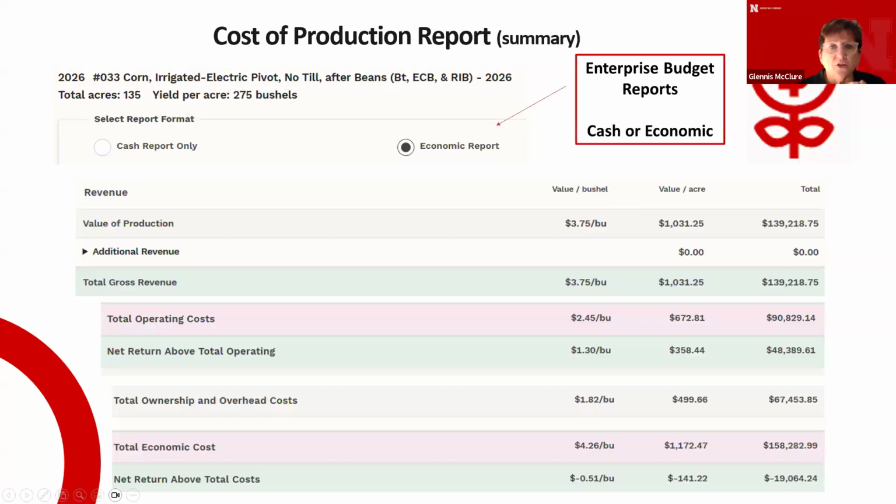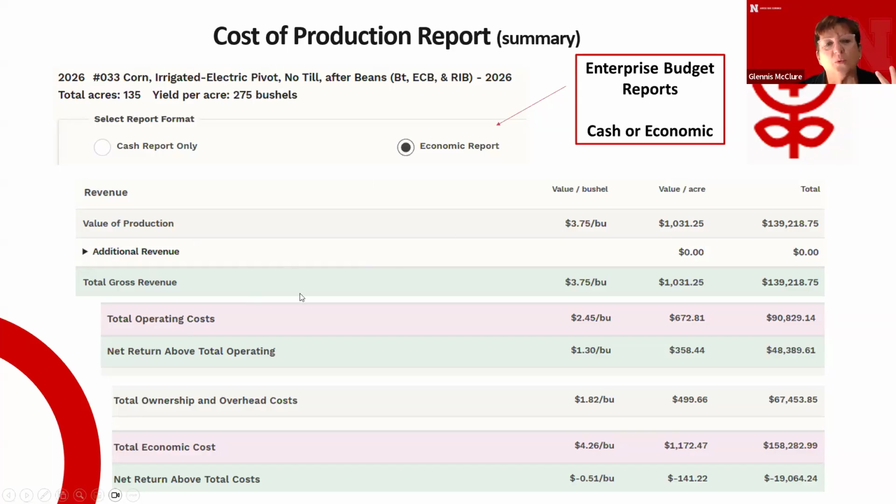Just to show you, this is a screenshot, and I picked the main parts. This is a number 33 corn budget. It's an irrigated budget, 275 bushel. We've got 135 acres because of the pivot. The pivot covers that much ground. And see, here's that toggle between cash and economic. So if I wanted to just look at the cash side of things, I would just click the toggle.